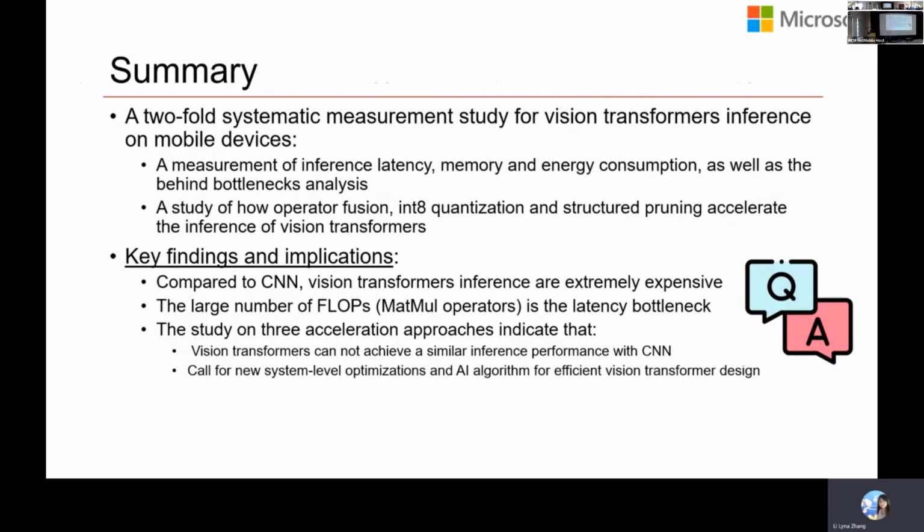In summary, we conduct a 2-fold systematic measurement study for vision transformers on mobile devices, which include a measurement of inference latency, memory, energy consumption, as well as the behind-the-performance bottleneck analytics, and a study of how current acceleration approaches speed up the inference of vision transformers. We highlight 7 key findings. The real-world findings and implications can be used as guidelines for future vision transformer design and optimizations. Please read our paper for details.